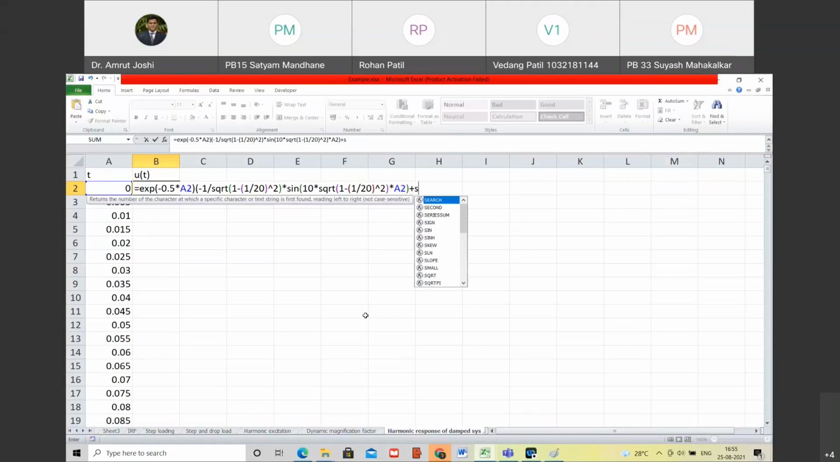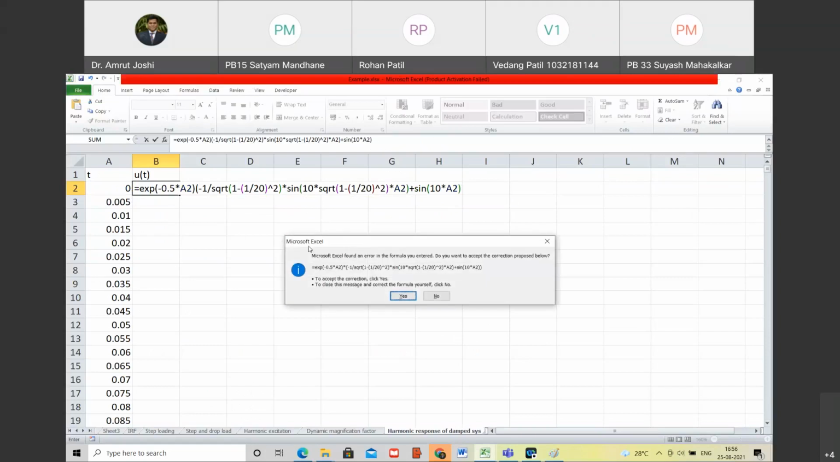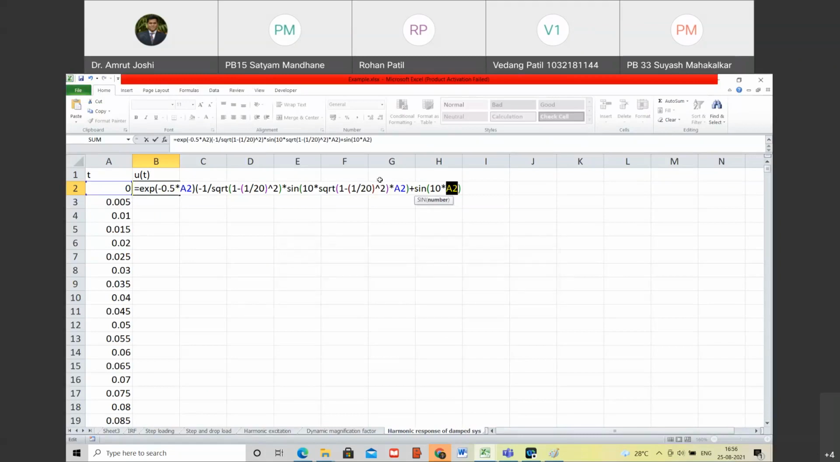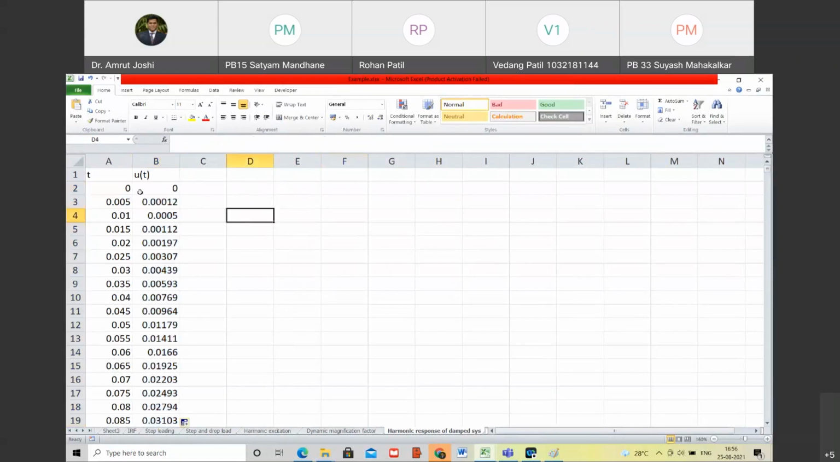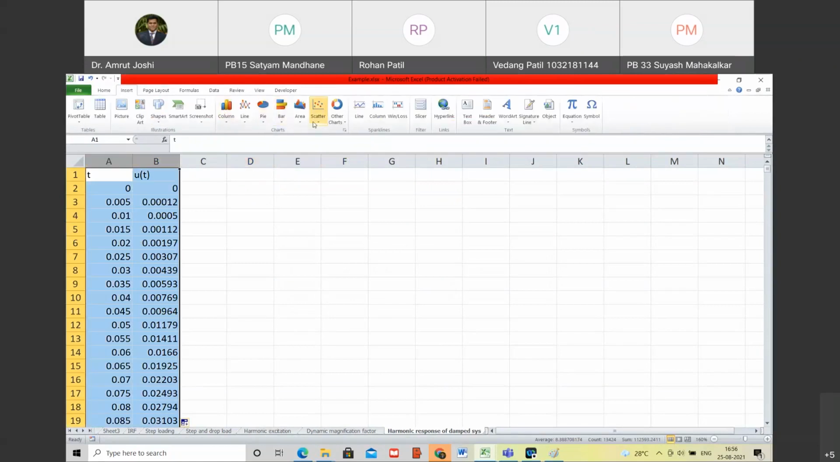Plus sine 10 into t. So the first term gets completed here. So let me plot this. So how does it look like?